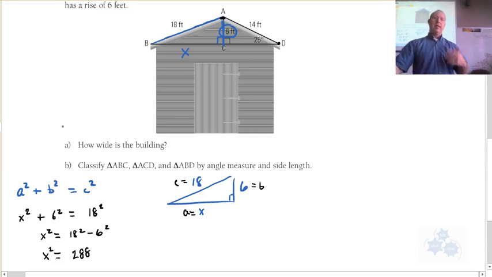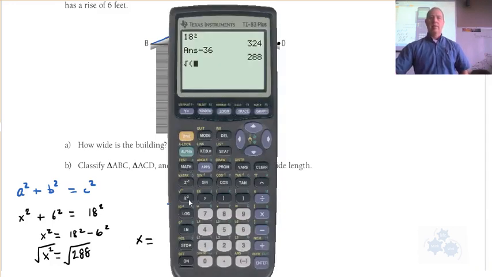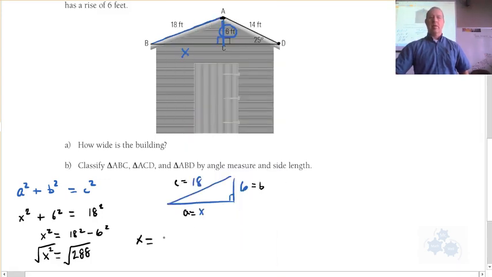Because that's squared yet, I have to now take the square root of both sides. So to get x all by itself, x now equals the square root of the answer. Use your answer button so you don't have to retype things out, and it's about 16.97 or 17. We'll round that up to 17, and that's going to be feet, okay? So x is 17. That's great. We know that. So we've got half of our problem figured out.